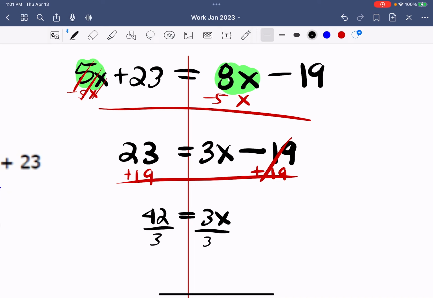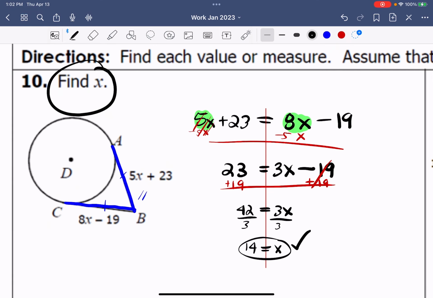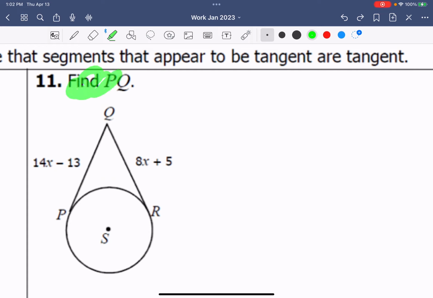And our answer is x equals 14. Okay, that's what we get for x. The direction said find x, so we're done. Okay, if we look at the directions, they don't say find x, but obviously we have to do it. So we're gonna have to find x.